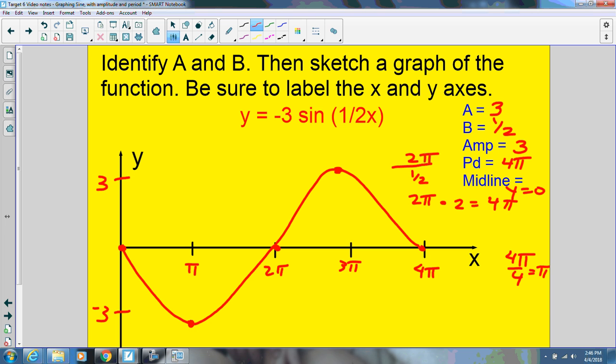At the end of this lesson, you should feel pretty confident identifying A and B, knowing how they affect the graph, and being able to sketch a graph of the sine functions as we change the A and the B value.